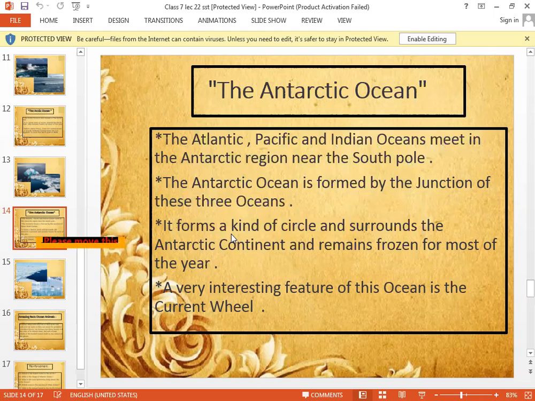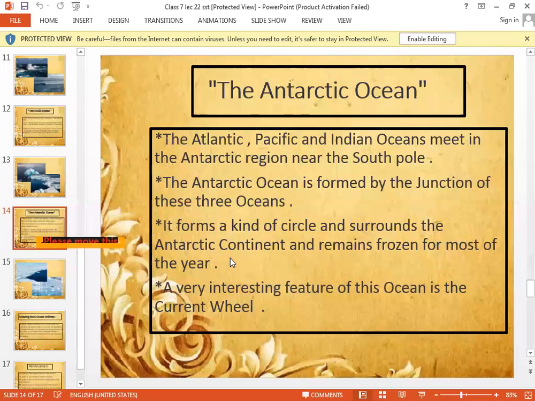तो इस ocean की shape क्या बन जाती है? Circle shape में है ये, around the continent. Is it clear? सो ये एक कॉन्टिनेंट के दरमियान, ये जो एंटार्क्टिक कॉन्टिनेंट है उसके अराउंड एक सर्कल शेप में है. As you know that the Pacific Ocean is egg and oval shape, then the Atlantic Ocean is also egg and oval shape, and the Antarctic Ocean is in circle shape, round shape, and it surrounds the Antarctic continent and almost remains frozen for most of the year.